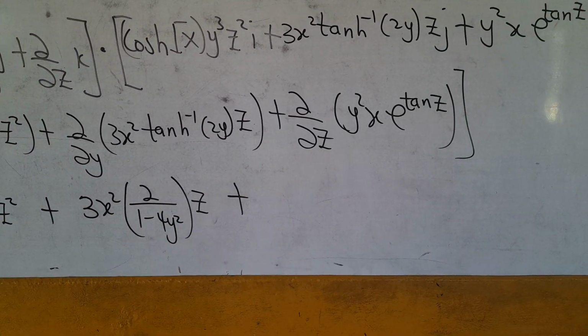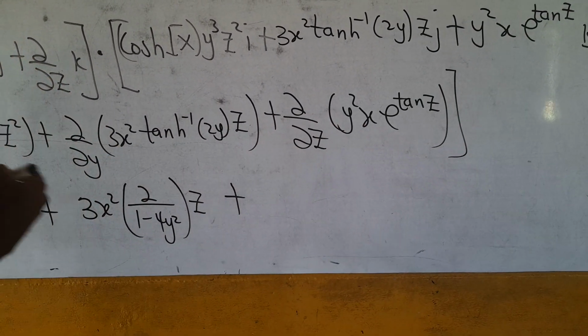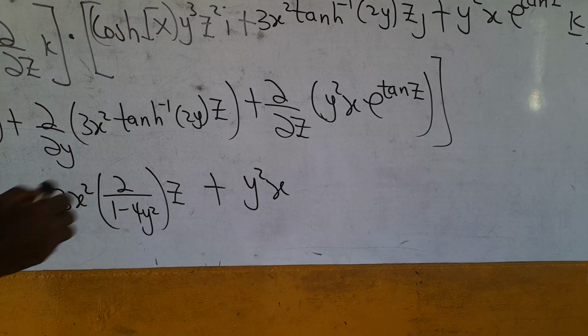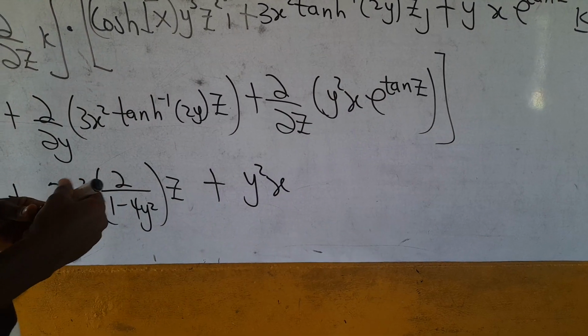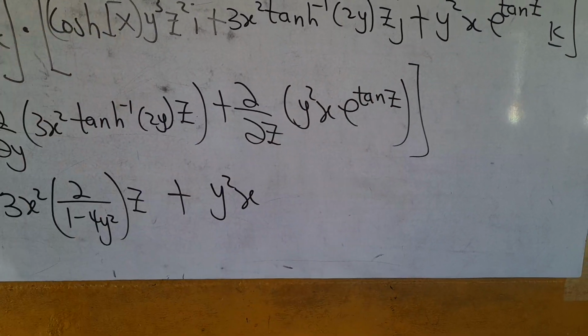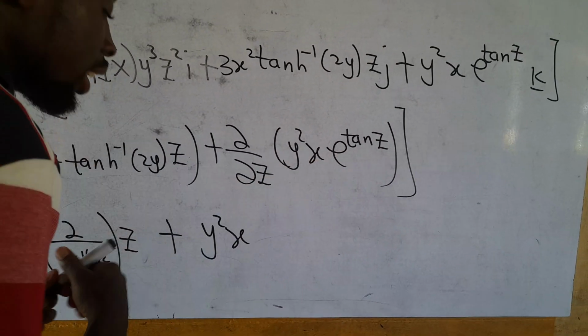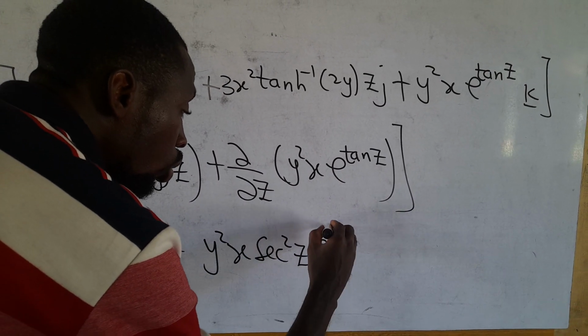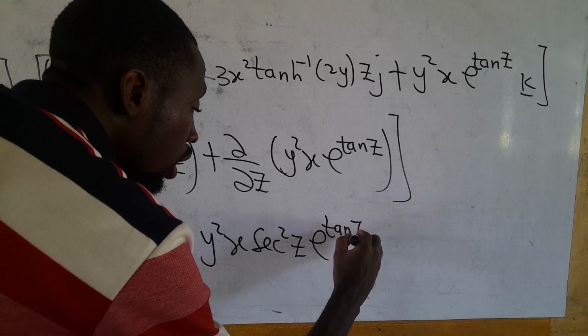Then plus. Now we'll find the partial differentiation of this function with respect to z. So our y and the x will be held constant. So how do we differentiate an exponential function? We differentiate the exponent and use it to multiply the function. When we differentiate tan z, we get sec square z. Then we use it to multiply the function, e exponent tan z.